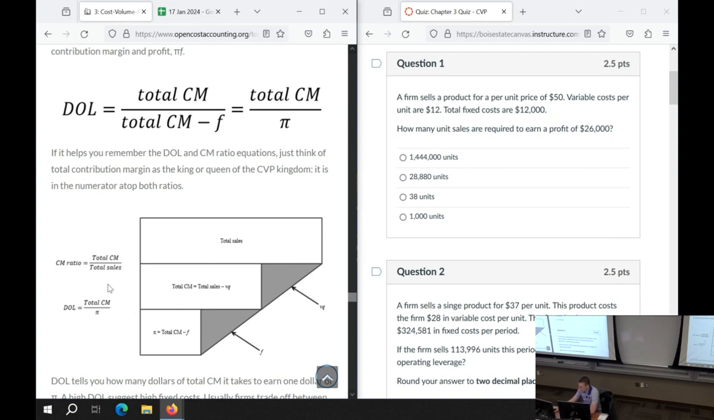Now, one thing to notice is that total contribution margin is in the numerator on both of these. Contribution margin is king. There's a C and a K sound going on there. Contribution margin is king. Maybe that helps you mnemonically. Yeah, king or queen. Oh, you could put the K sound in the queen as well. King or queen of the CVP kingdom. And so it's in the numerator.